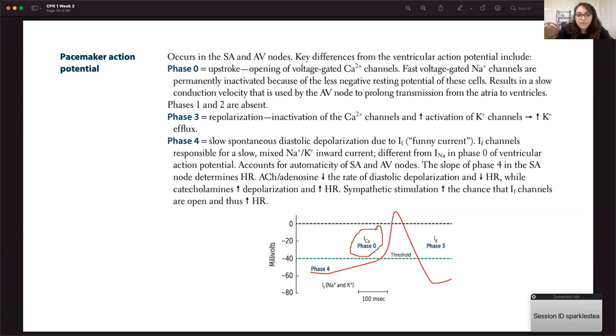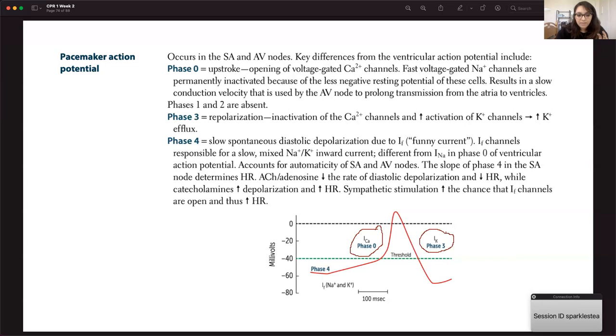Okay, so phases one and two are not in this graph. That's something you do have to recognize, because they will trip you up. They'll ask which part of your pacemaker action potential graph is represented by something you would expect in phase one and two of your other graph. So just be able to differentiate between the two. Phase three is your repolarization phase, and that's associated with potassium. You have inactivation of the calcium channels and an increase of the potassium channels, so you get more of a potassium efflux, and that represents your repolarization.